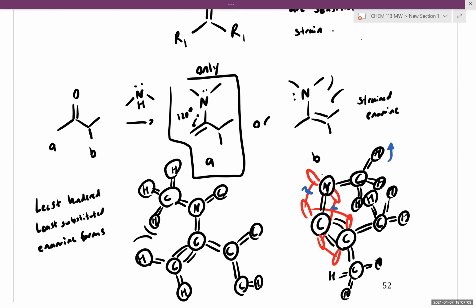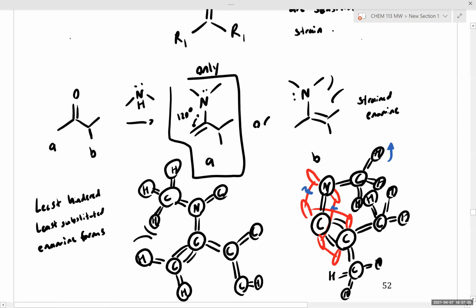Now, I know that was a lot of background just now. The main thing I want you to keep in mind, enamines are very sensitive to strain, and enamines form to give the least hindered, least substituted enamine to minimize these steric repulsions. This is a useful method to prepare easily and under relatively mild conditions a kinetic enolate equivalent. We'll talk more about the application of enamines later on in this course.